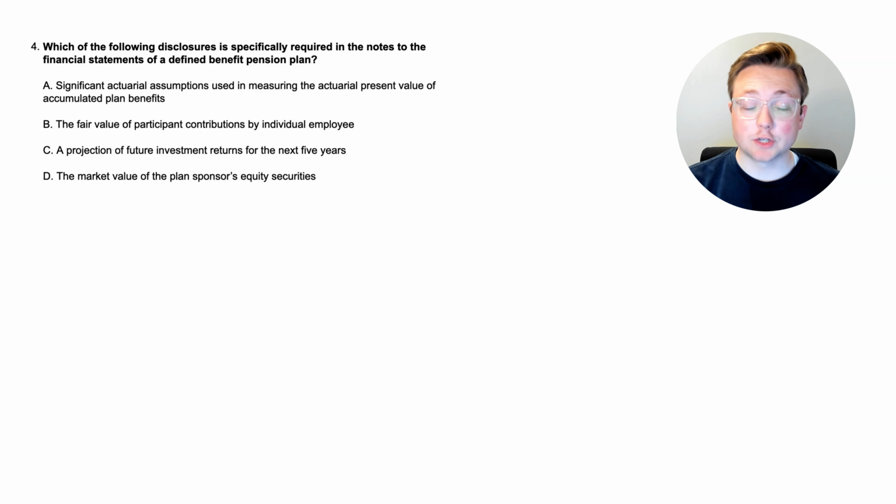Is it significant actuarial assumptions used in measuring the actuarial present value of accumulated plan benefits? Is it the fair value of participant contributions by individual employees? Is it a projection of future investment returns for the next 5 years? Or is it the market value of the plan sponsor's equity securities? So which of these options is something that's required as a disclosure in the notes for the financial statements of a defined benefit pension plan? So again, we're talking about the required disclosures now, not the required financials, but still talking about pension plans. So pause the video if you want, if you have a guess. If not, that's okay. We're going to use this answer to learn.